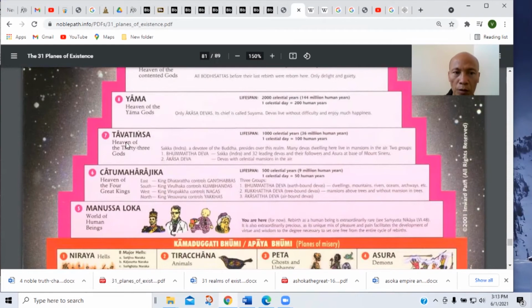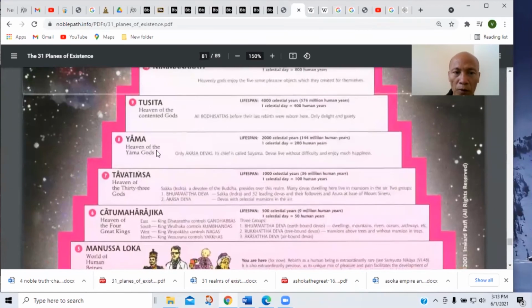And the next one is the heaven of the 33 gods. One celestial day is equal to 100 human years. They live up to 1,000 celestial years. So in total, their lifespan is about 36 million human years. That's the heaven of the 33 gods.